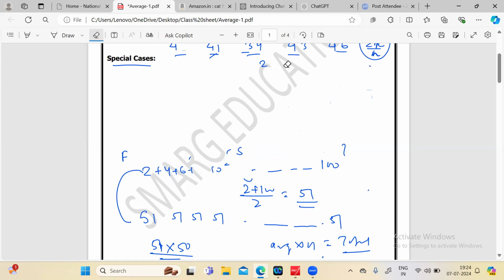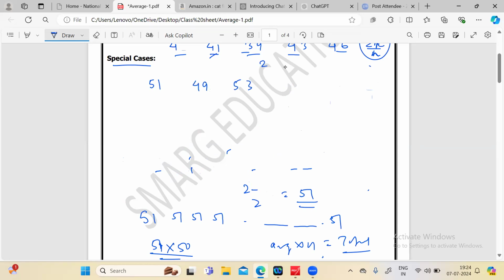Let's say somebody asked that there are 6 numbers: 51, 49, 53, 59, 62 and X. And the average of these numbers is 55. Find X. Find the missing term.